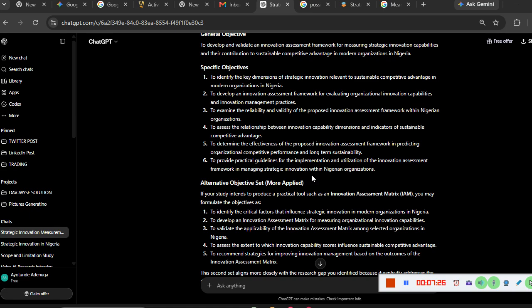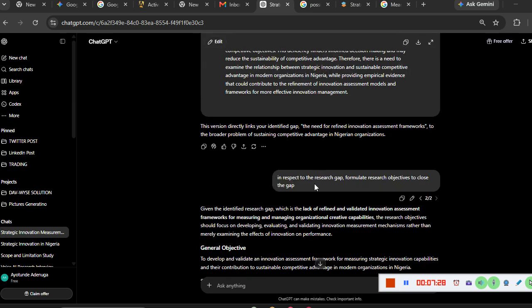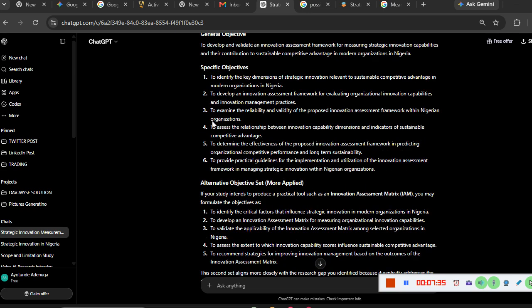So then I prompt it again to say it should actually use the research gap to formulate the research objective to close the gap. And we have the objectives here: to develop an innovation assessment framework. So now this can result in a high-level academic research project, maybe a PhD.